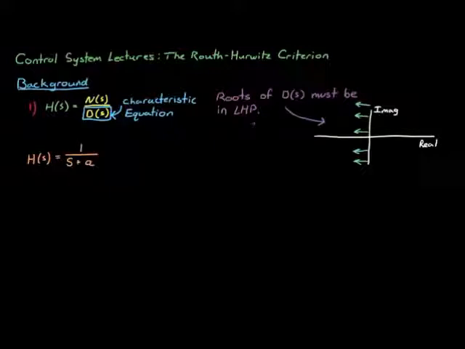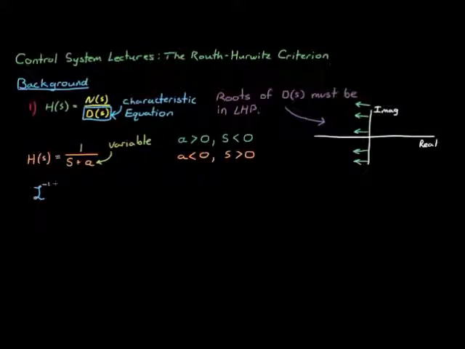I'll briefly explain why that is right now by looking at a transfer function with a single pole, 1 over s plus a, where a is a variable and it can either be positive or negative. And in this case, the root of the characteristic equation is s equals negative a. So when a is positive, s is negative, and when a is negative, s is positive.